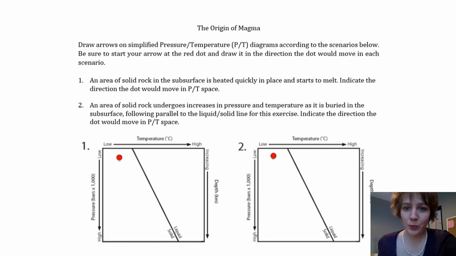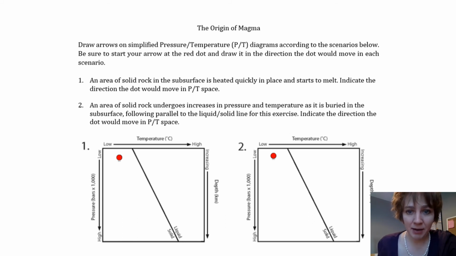Let's go ahead and do one more together. Scenario 2 states that an area of solid rock undergoes increases in pressure and temperature as it is buried in the subsurface, following parallel to the liquid-solid line for this exercise. Indicate the direction the dot would move in PT space.